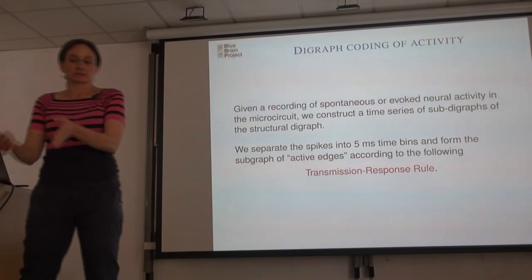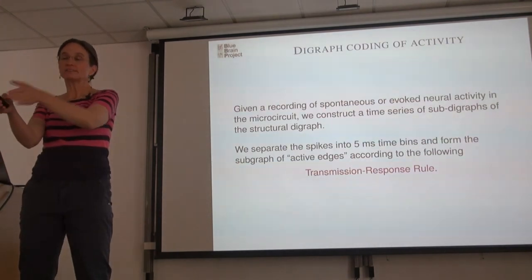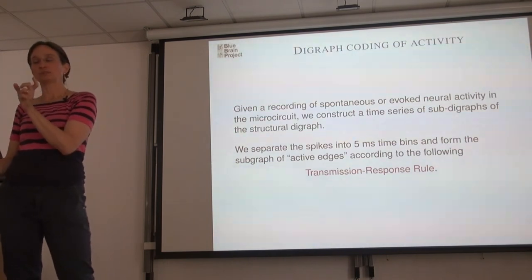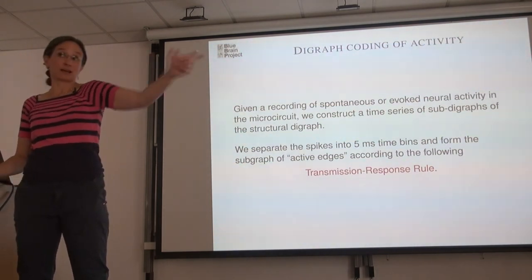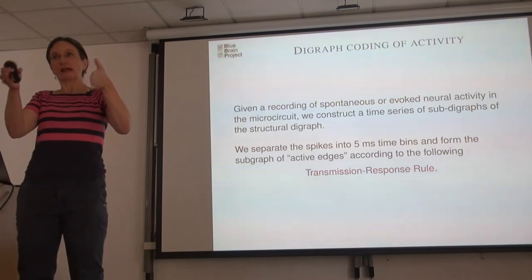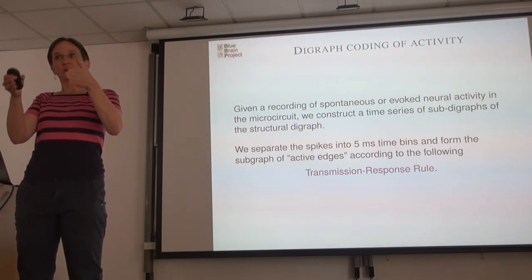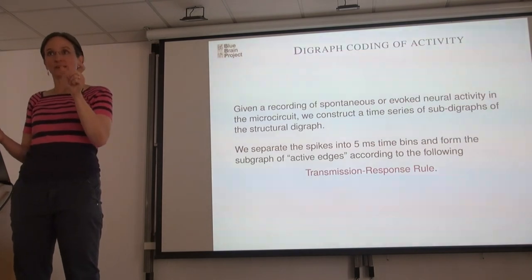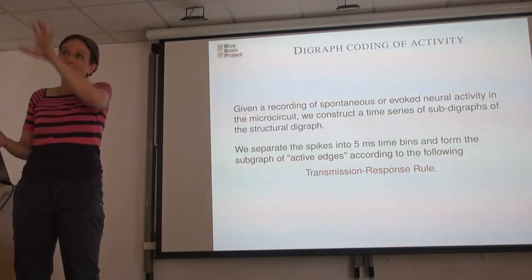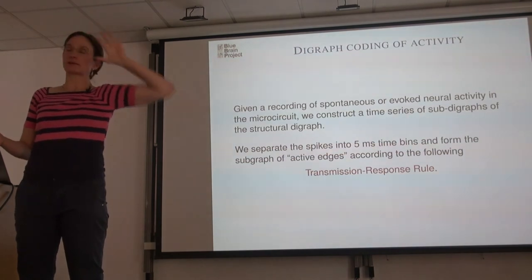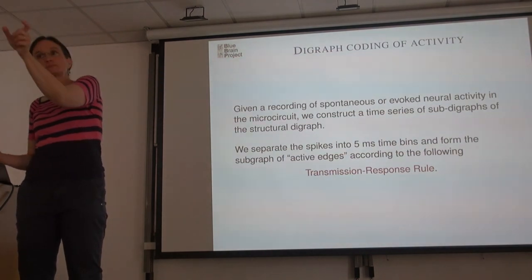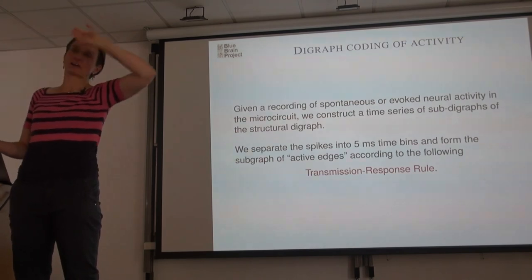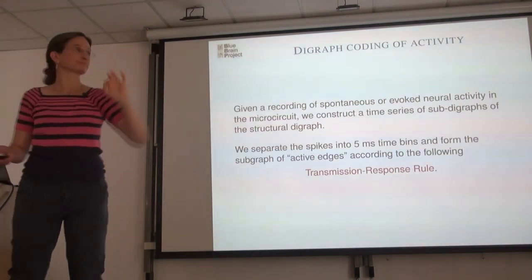So what we're going to do is, if we look at activity over a certain length of time, a second or so, divide it usually into 5 or 10 millisecond time bins, and then take snapshots of the activity and try to figure out which connections in the network were active in that particular time bin. And that will give us a particular subgraph that we're going to look at. We'll always have the same set of vertices, and we'll just keep those edges which were actually active, where there was a presynaptic neuron that fired, causing a postsynaptic neuron to fire.